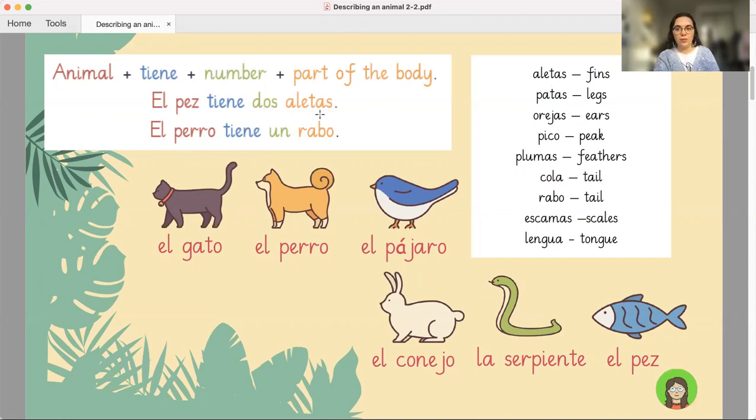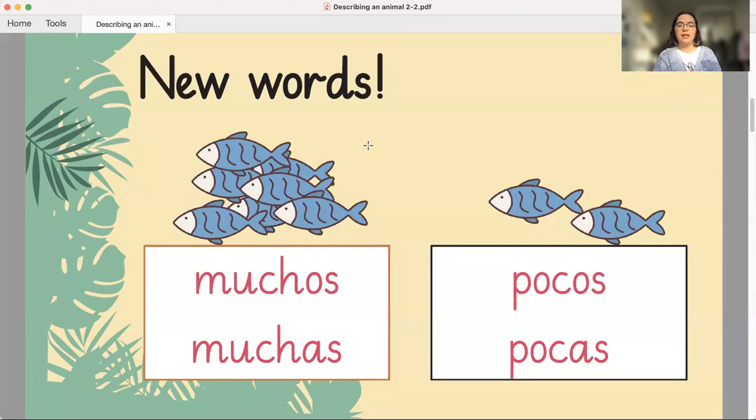What does that mean? What does that translate as? The fish has 2 fins. El perro tiene un rabo. The dog has 1 tail. Okay? So today we are only going to learn 4 new words. We have muchos or muchas, which is a lot of, and pocos or pocas, which is a few.